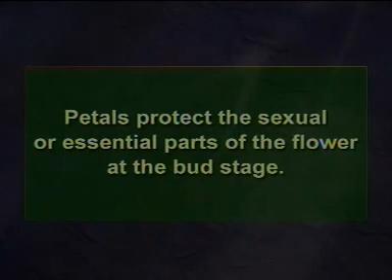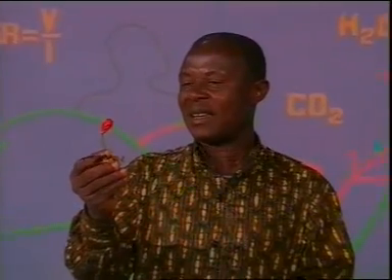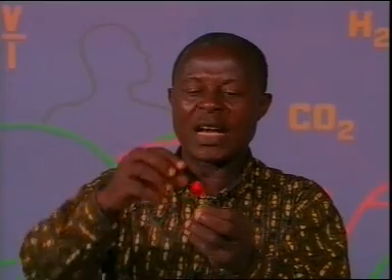Again, petals protect the sexual or essential parts of the flower at the bud stage. So you pick your bud flower again. Now you agree with me that the petals are still folded. That means they are trying to protect a very essential part of the flower. They are the sexual male and female parts of the flower.